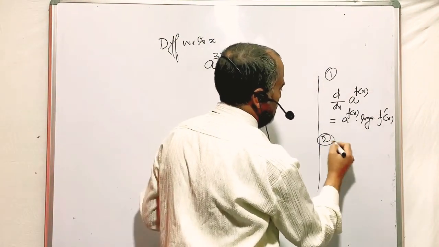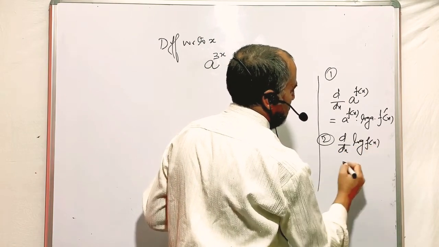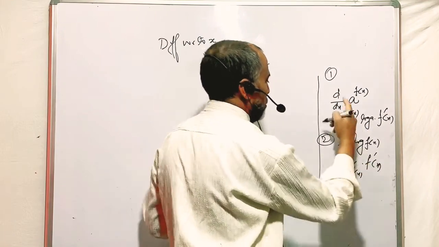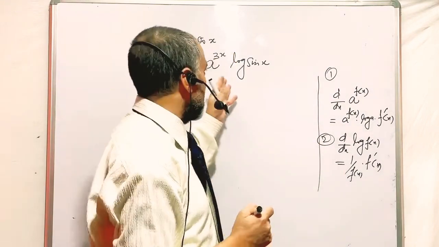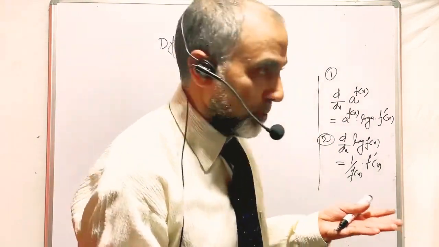और दूसरा जो हमें यूज करना है वो मैंने आपको पहले भी बताया, log of function का derivative किसके बराबर होता है? 1 by function into derivative of function. इन दो चीजों का हमें जरूरत है. We require these two results in this question. At the same time, we require u into v form also.